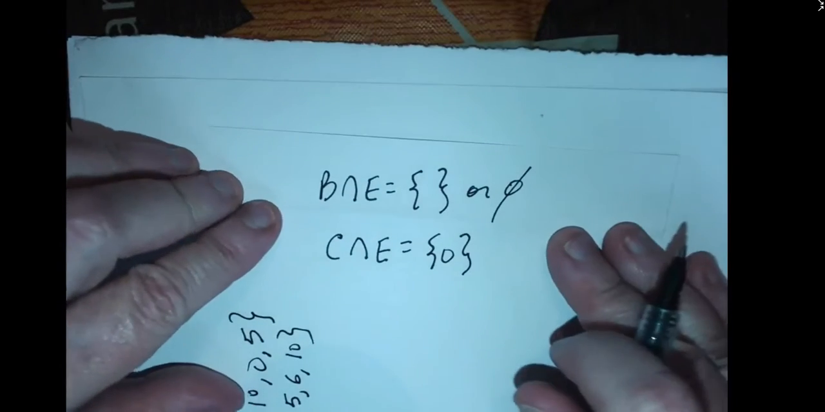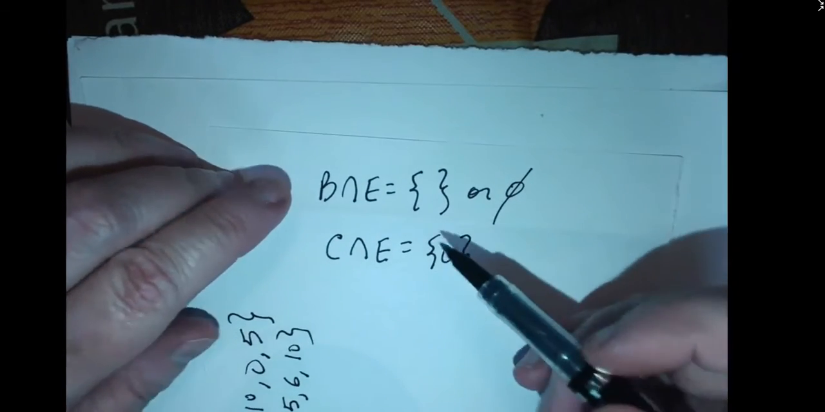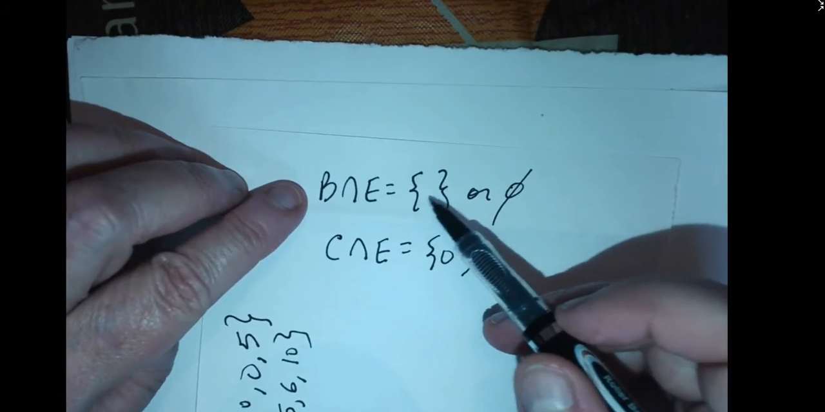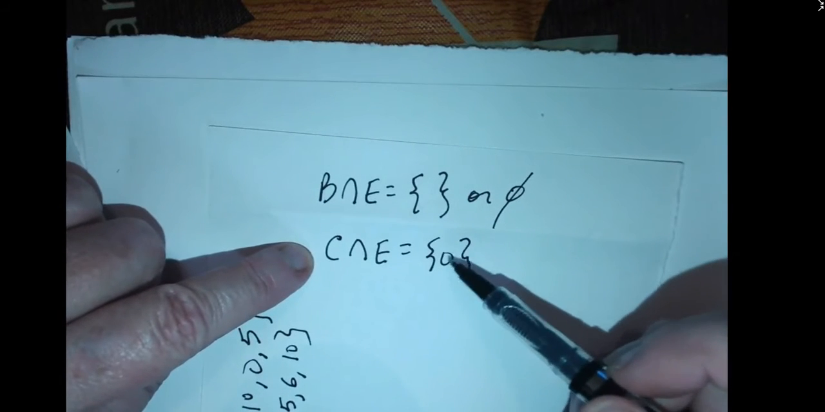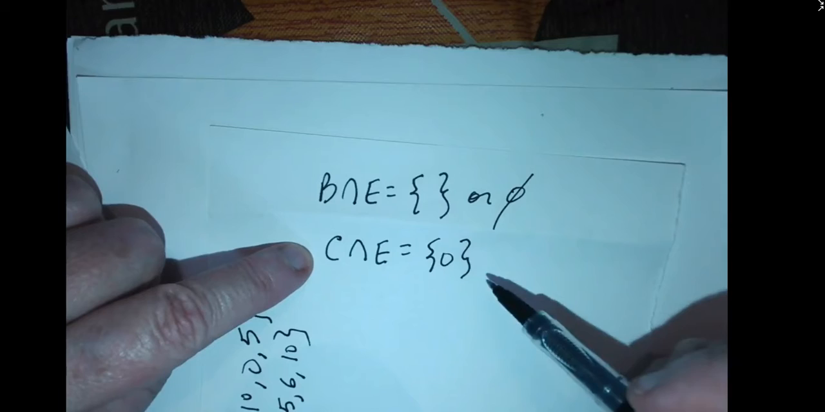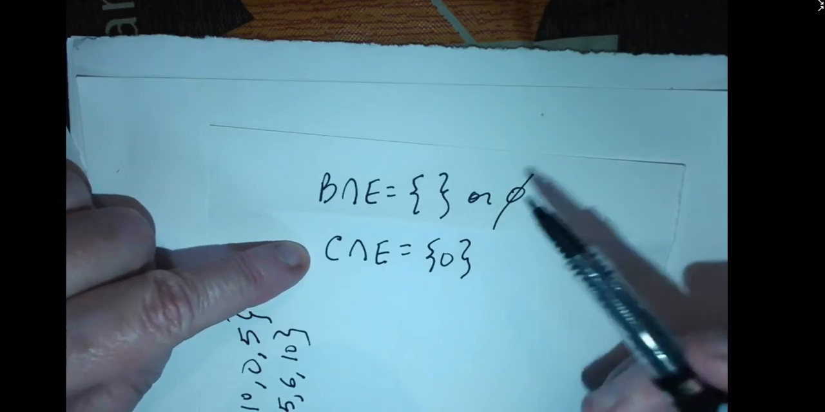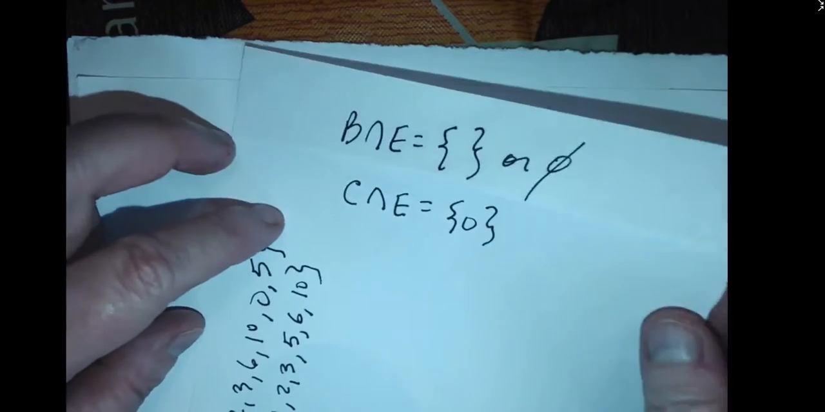Now, notice these are two different things. The null set is the empty set, and some students think that a set with just the element 0 is an empty set. It's not. It actually has an element in there. The element is 0. So we just don't want to get that mixed up.